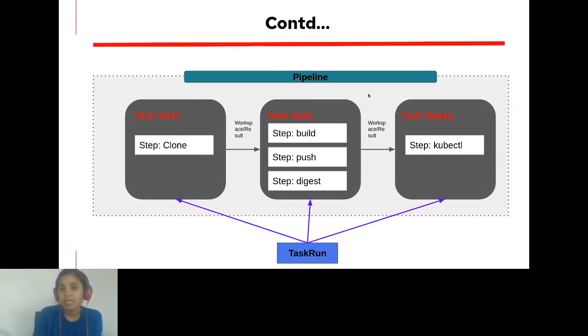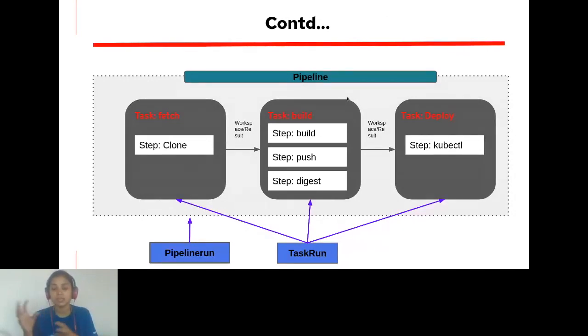And again, for this pipeline entity, we have a resource called pipeline. And then there is a runtime entity which instantiates this pipeline, called a pipeline run. So till now, we have seen the theoretical part of these concepts and resources and how they are integrated with each other.